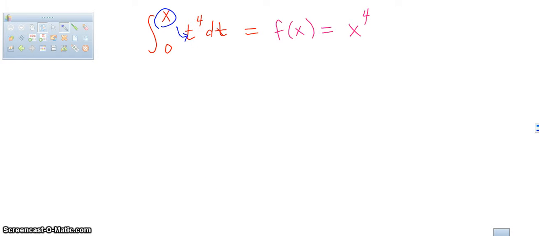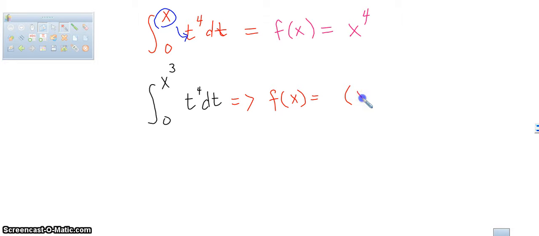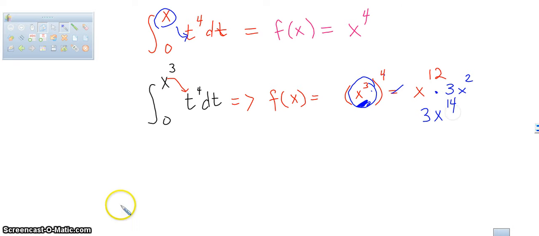Now the only problem that happens with this is, let's say I'm going to do 0 to x cubed of t to the fourth dt. What happens is everybody's like, oh, this is easy. I just know that my smaller function of f of x here is going to be x cubed, right? Because I'm going to substitute that in, raised to the fourth, which is x to the 12th. That's not right. That is not right. Because what you have here is, think about it, you're taking a derivative. And so I actually have to multiply this x to the 12th times the derivative of what I'm substituting in. The derivative of that would be 3x squared. So I actually get 3x to the 14th.